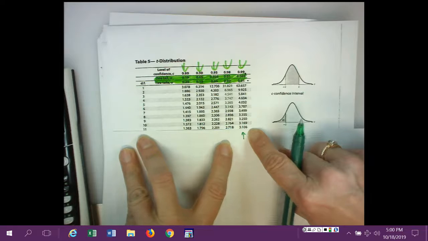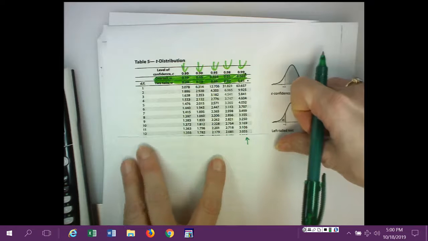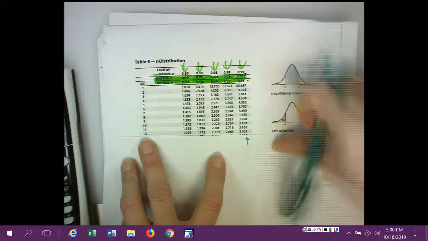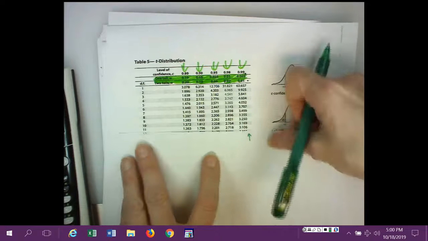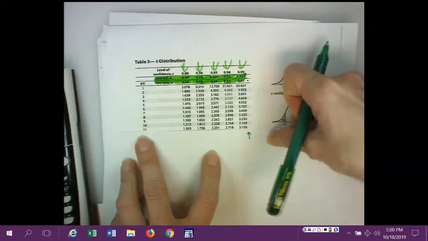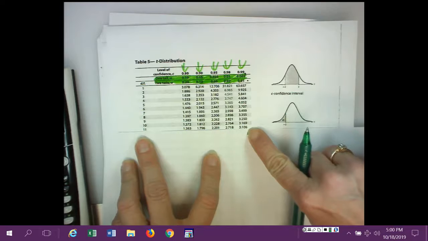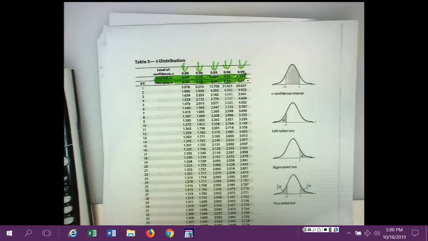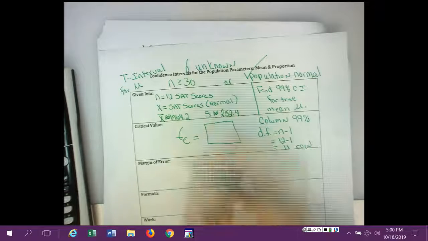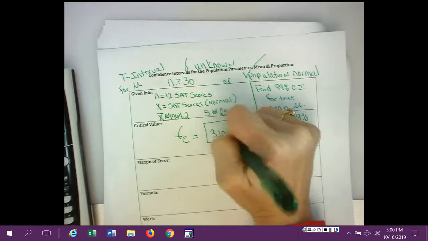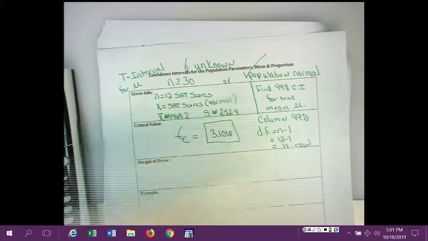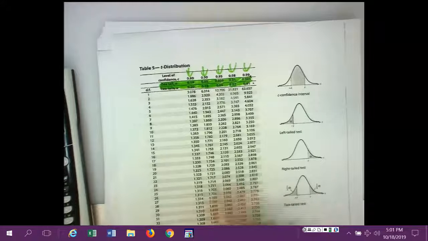3.106. Be very careful. If you accidentally go to the sample size N and not degrees of freedom, you will give me critical value 3.055, and that is wrong. Do not go to row N. Go to degrees of freedom N minus 1, which is 11 for this problem, and that is your critical value, 3.106. Going back to our problem, our work, remove the table. We can fill in that this is 3.106. If you notice all of the values in the t-table, the t-values, they are given to 3 places.